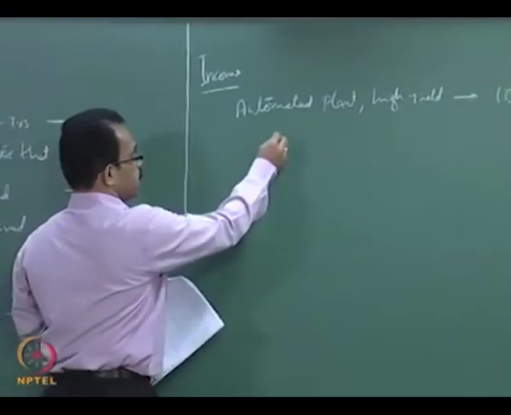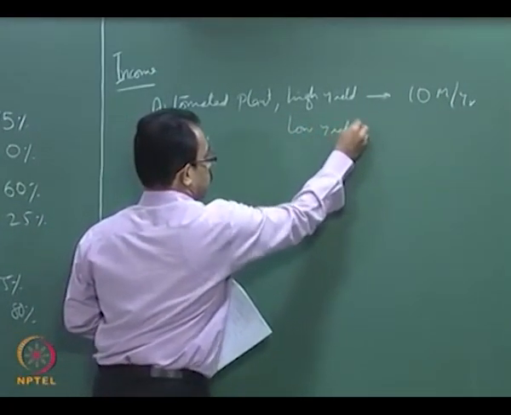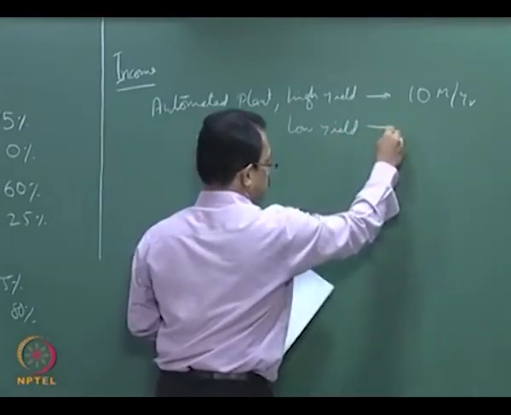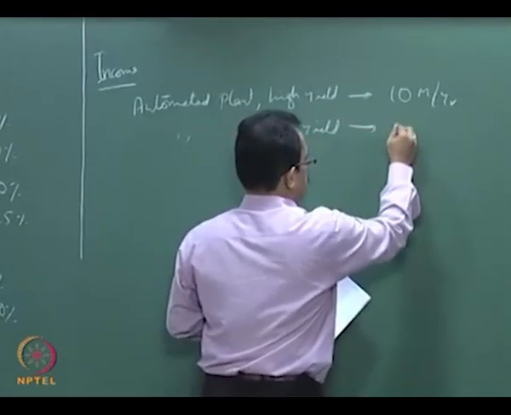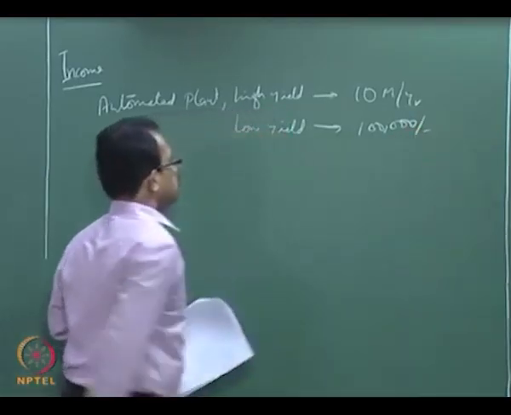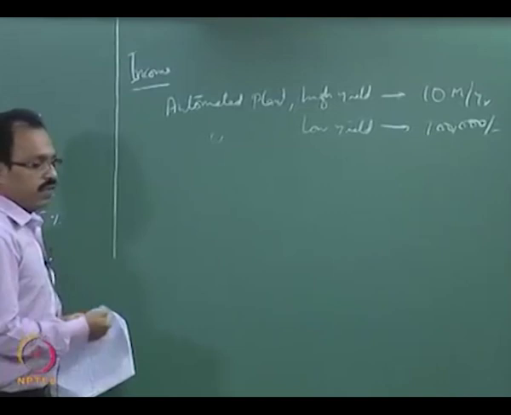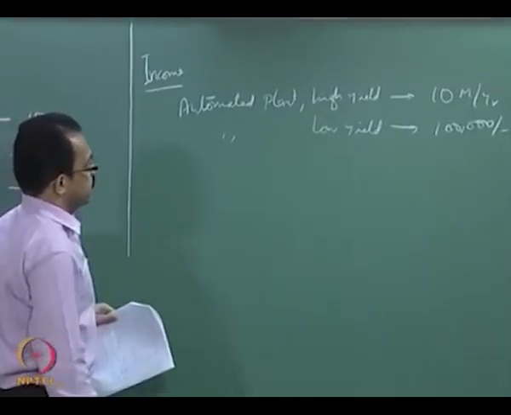And if you have an automated plant but with low yield, that means low sales, then the revenue will be only 100,000 per annum. We need these values to calculate the expected value of the different scenarios.